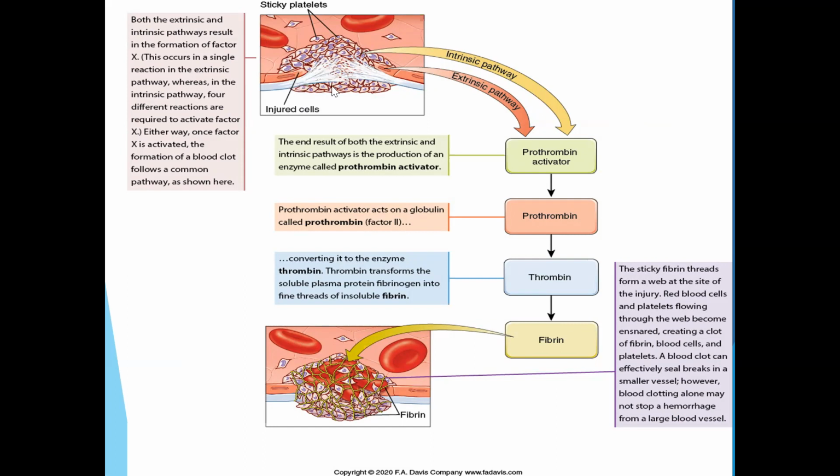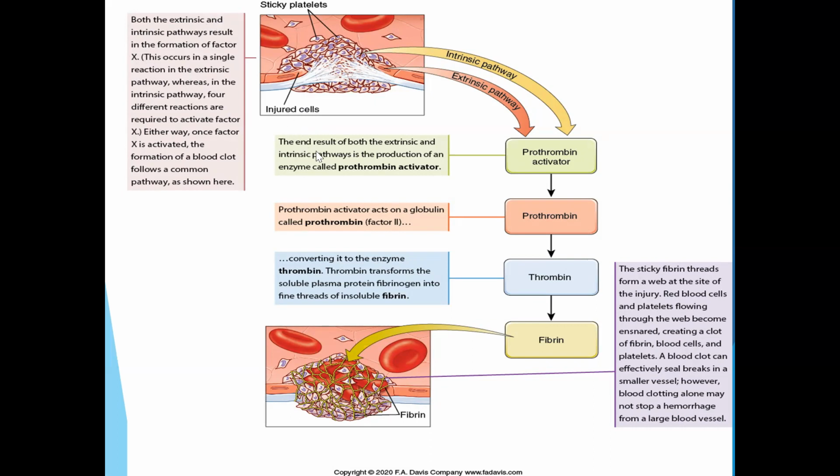So factor X is really our most important clotting factor or clotting protein. That's the end result of both our extrinsic and intrinsic pathways, but the way we get there is a little bit different. And so once we get to factor X, we're going to get a blood clot. But the extrinsic and intrinsic pathways have different ways of getting to factor X. So you guys should definitely know that factor X is kind of the last step prior to the blood clot, or that's what really triggers our clot to form.